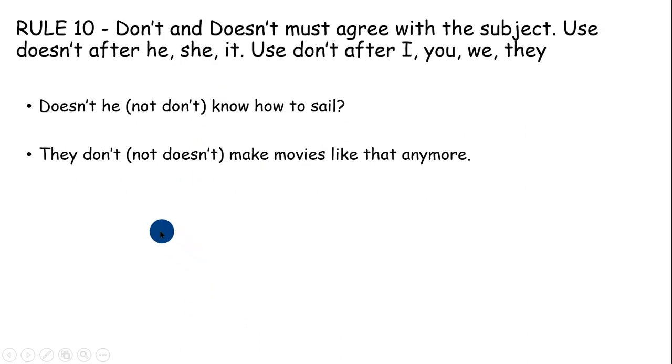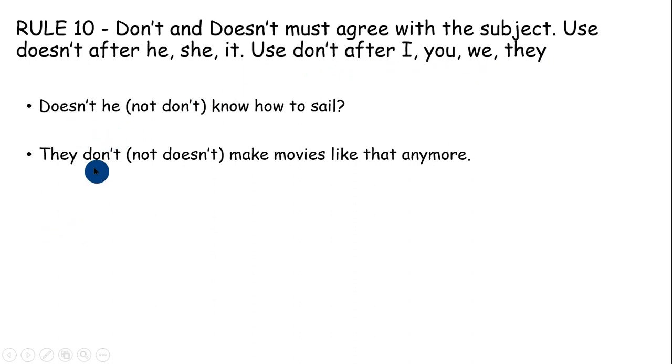Rule number 10, which is the last rule: don't and doesn't must agree with the subject. Don't and doesn't are the short forms of do not and does not. So don't and doesn't must agree with the subject. Use doesn't after he, she, it, and use don't after I, you, we, they. So this is the rule.